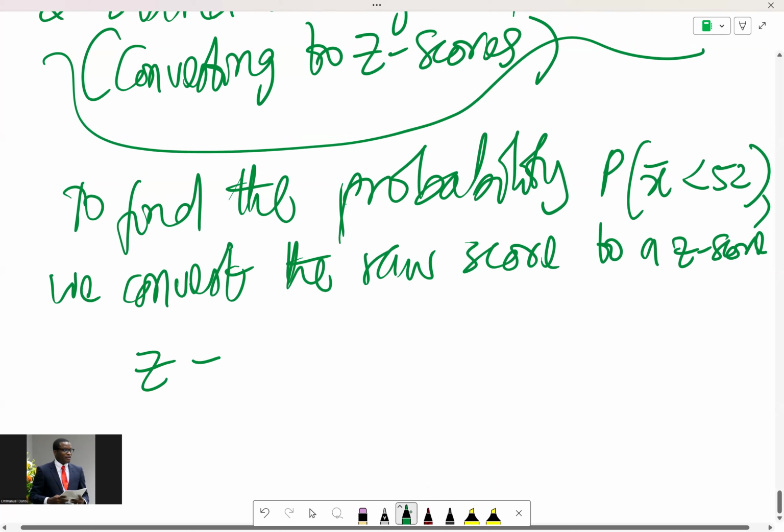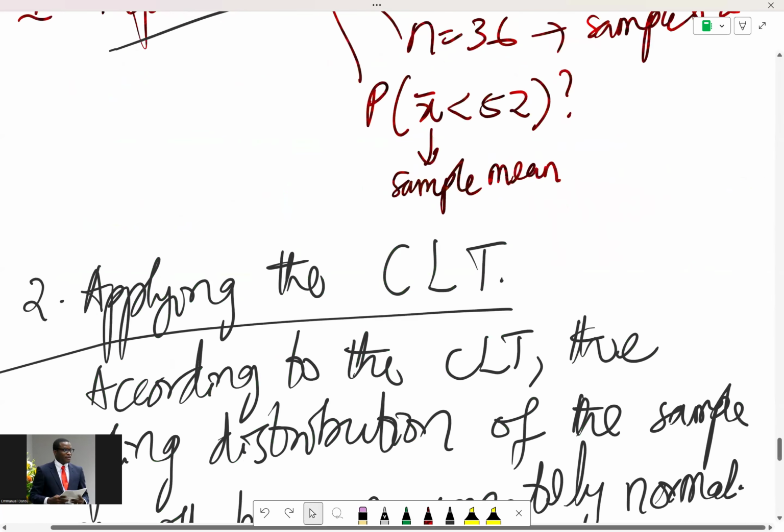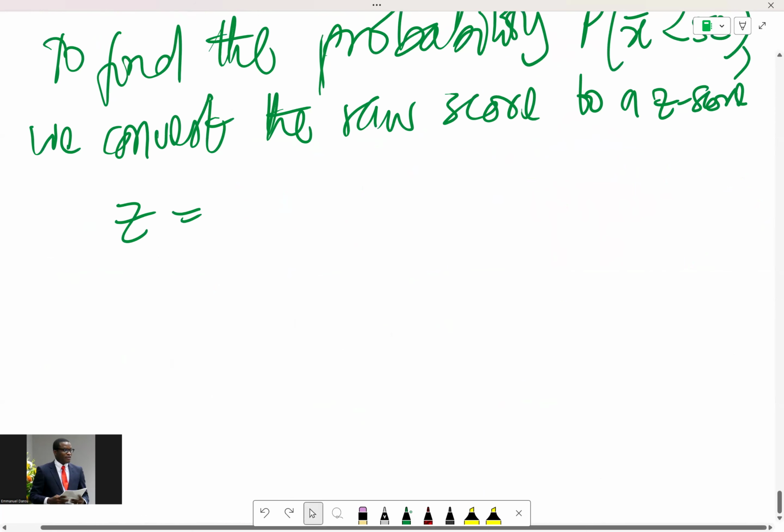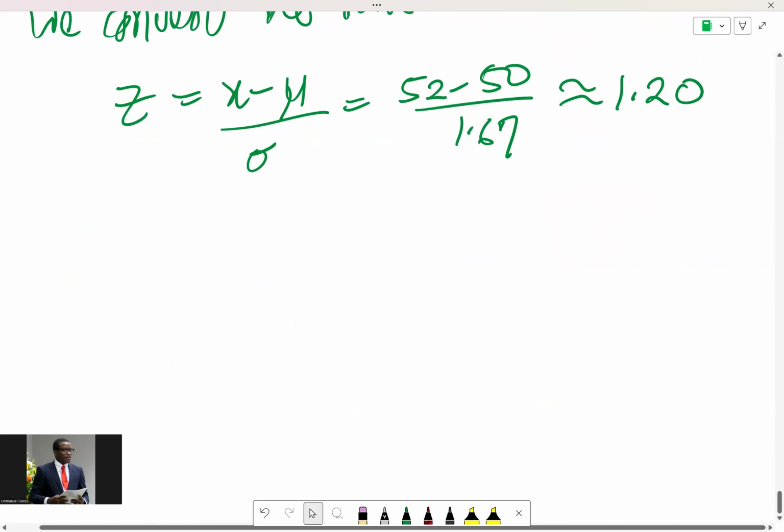That means we have z equals 52. Of course, that's more like generally, right? That is, 50, it's mu, that's the population mean, right? So basically, the z-score is x minus mu divided by the standard deviation. So that is 52 minus 50 all over 1.67. That is approximately 1.20 for the z-score. So the next thing we want to do is to find the probability.